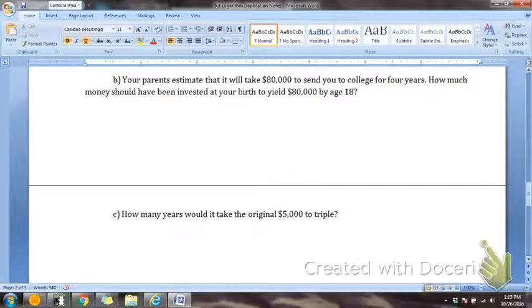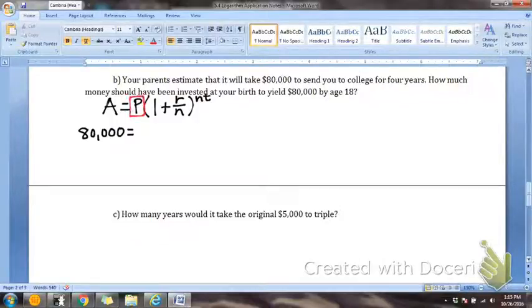All right? So we have $80,000 is what we want to end up with. So if we think about our formula, what is the $80,000 going to represent? It's what we want to end up with, right? So it's actually going to be our A value. It says, how much should you have started with? So what are we finding in this problem? That P value, right? How much should you have started with at your birth so that you can get $80,000 after 18 years? So we're solving for P.